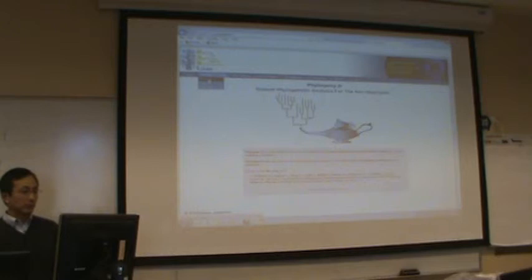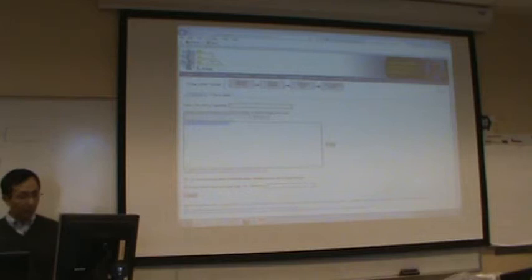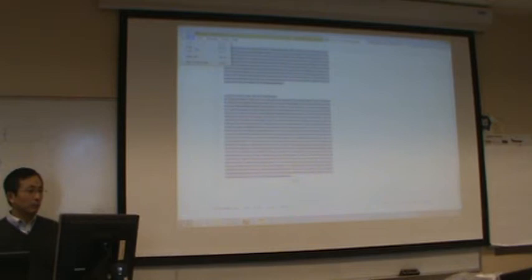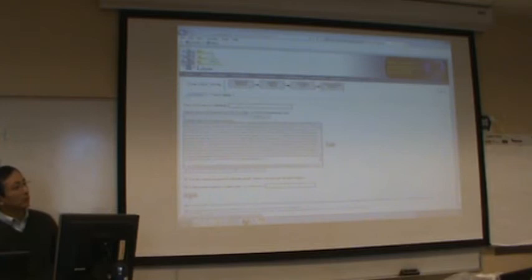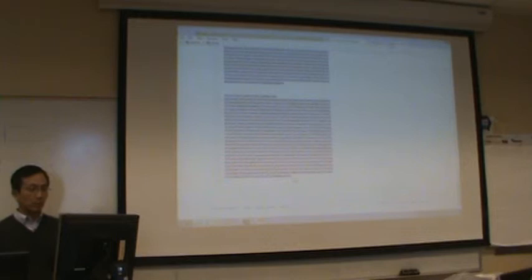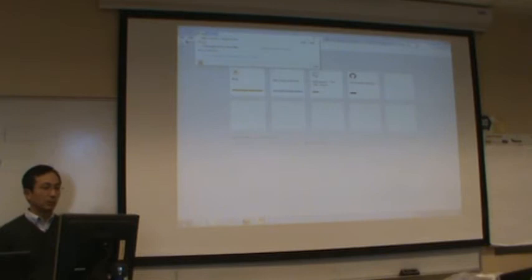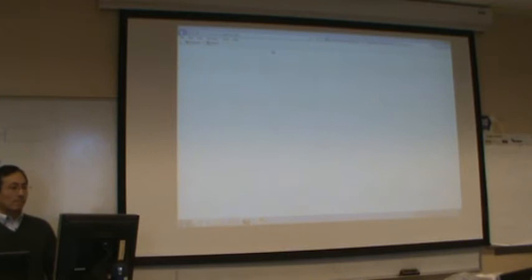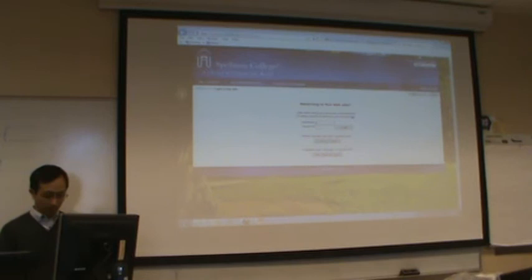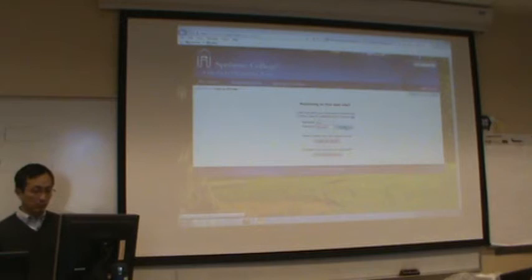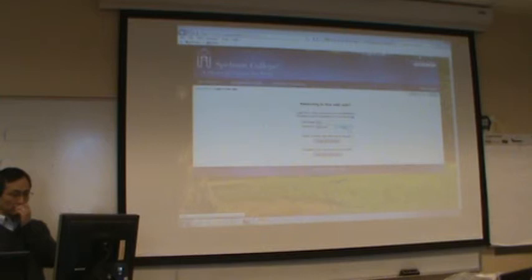This is really a toy version of a phylogeny. We are actually not going to use this for the lab, but that's for the demo. It's okay. So on the Moodle, there will be a. Okay, so while this is loading.